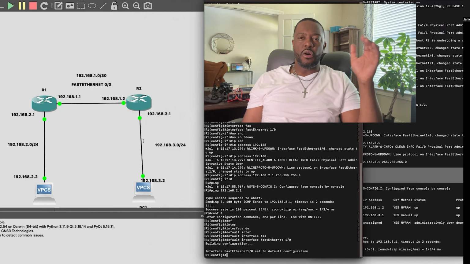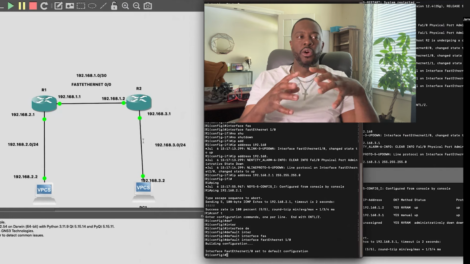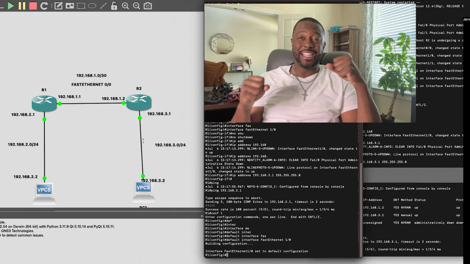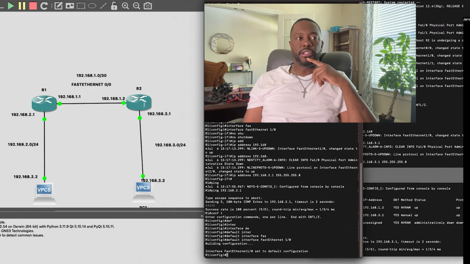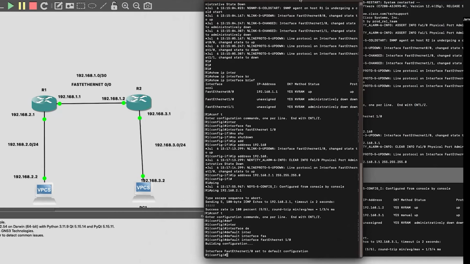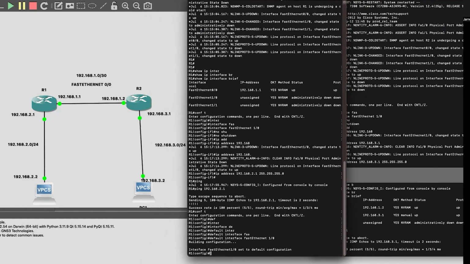Again, all routers by default only know which networks they are directly connected to. So that means R2 knows of the 1.0 network and the 3.0 network. R1 knows of the 1.0 network and the 2.0 network. So we're going to do vice versa. All right, let's start on R1.